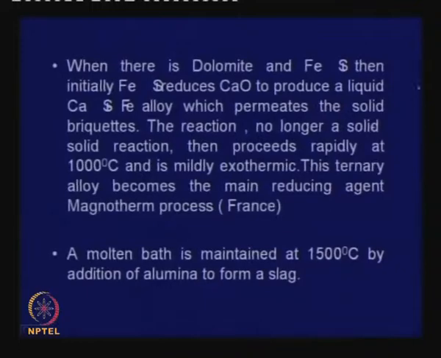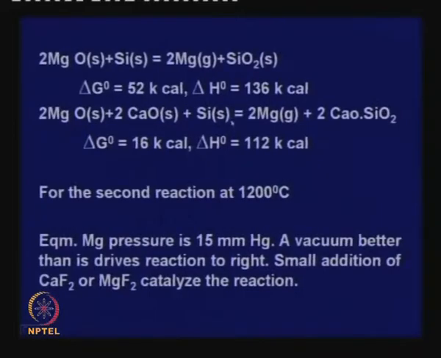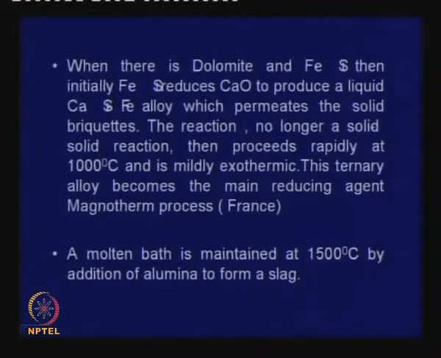We have talked about the mechanism, how it takes place. You might think it is a reaction between a solid and a solid, which is not true, because solid-solid reactions cannot be very efficient. How often do solid particles come in contact with each other? The surface of contact is very small, but essentially it is a reaction of a solid with a liquid. Initially, the iron reduces CaO to produce liquid calcium, and it permeates the solid. A liquid calcium-iron alloy permeates the solid briquettes, and that is where the reaction takes place. It is not a solid-solid reaction.